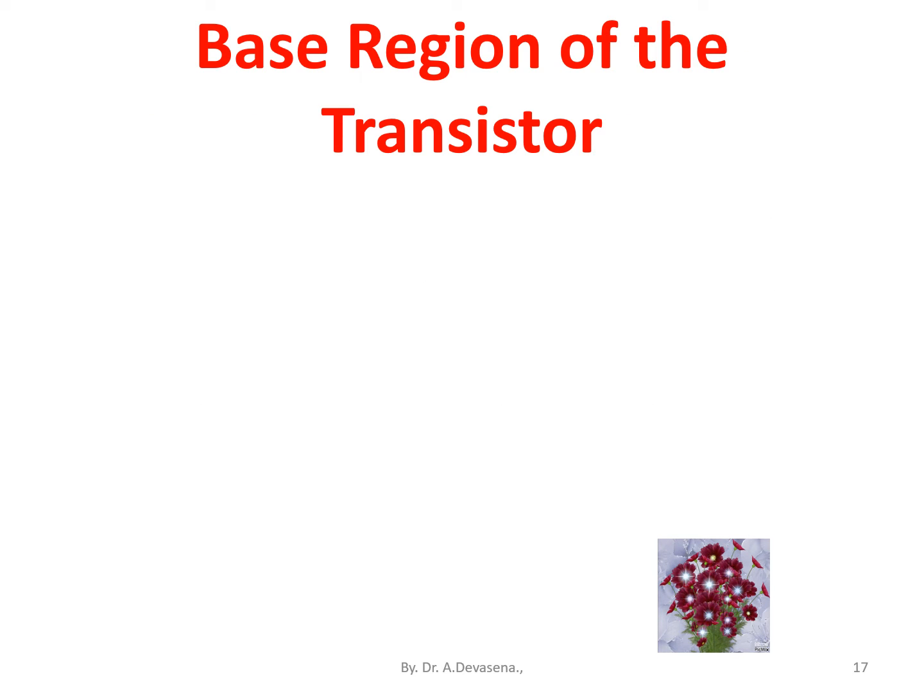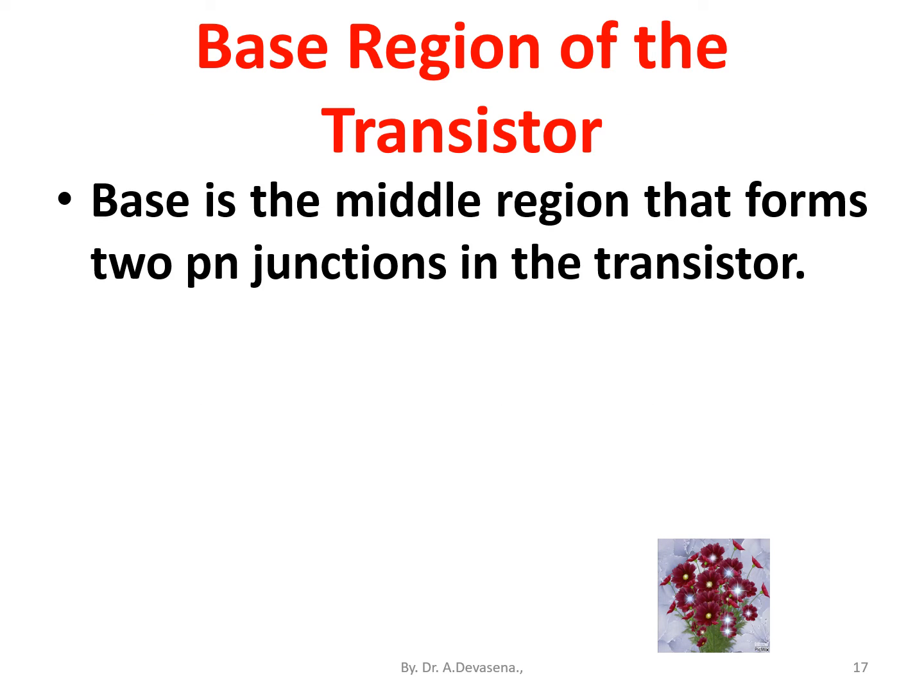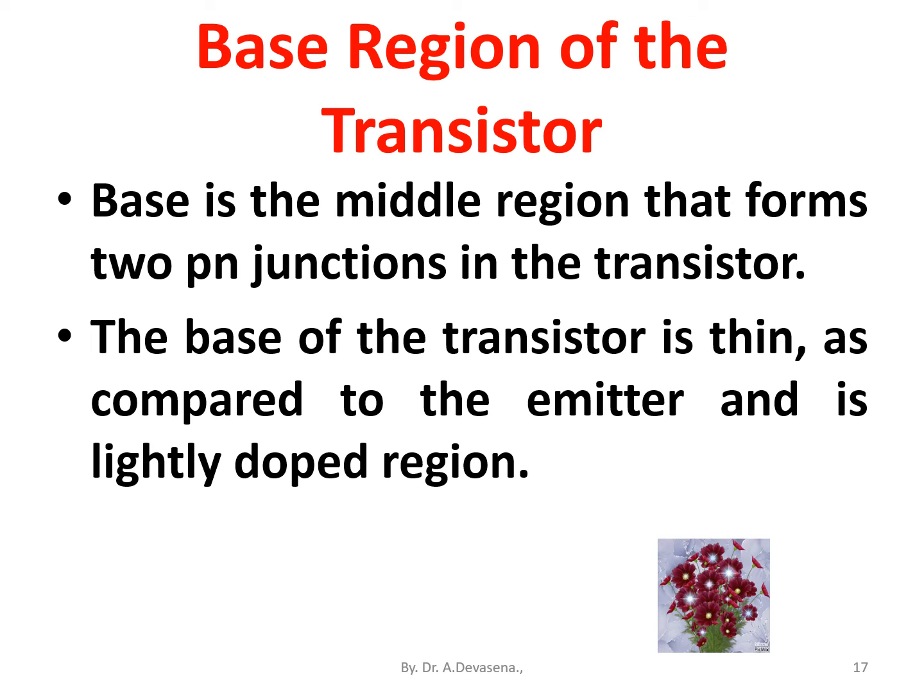Base region of the transistor. The base is the middle region that forms two p-n junctions in the transistor. The base of the transistor is thin as compared to the emitter and is a lightly doped region.